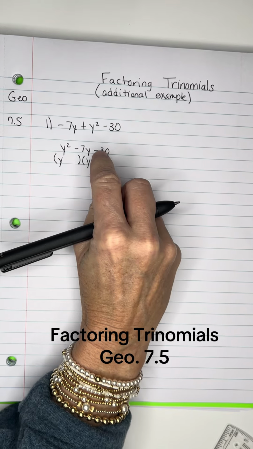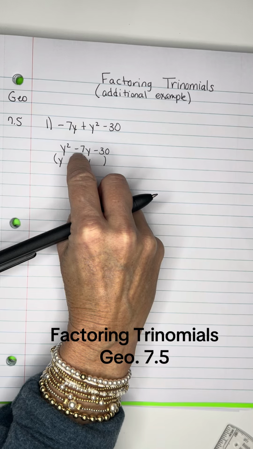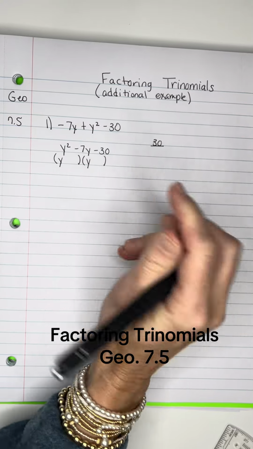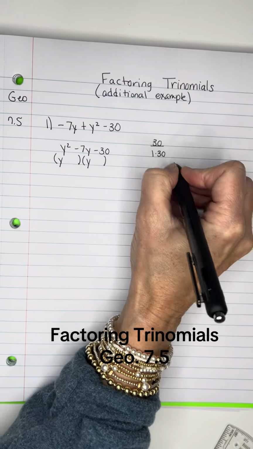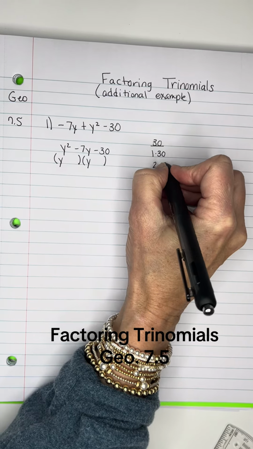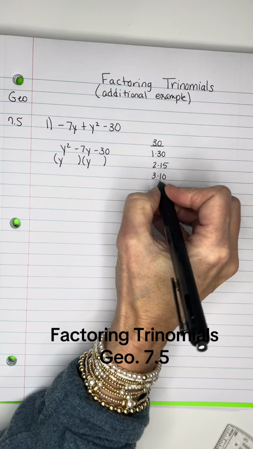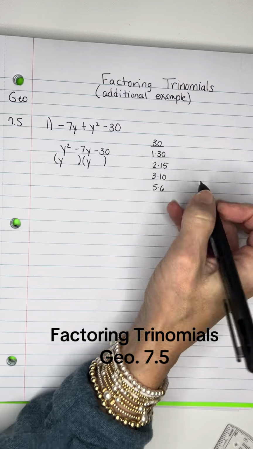All right, I need two numbers that will multiply to give me negative 30 that will add or subtract to give me negative 7. So what you can do is go over to the side and put down the 30. We'll worry about the signs in a minute. And write down all the factors of 30, like 1 times 30 and 2 times 15 and 3 times 10 and even 5 times 6. These are all the numbers that give me 30 when multiplied.